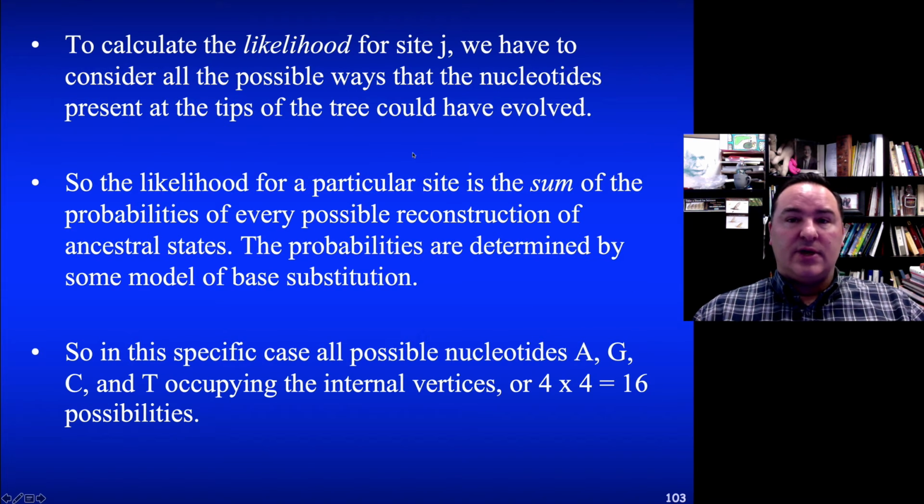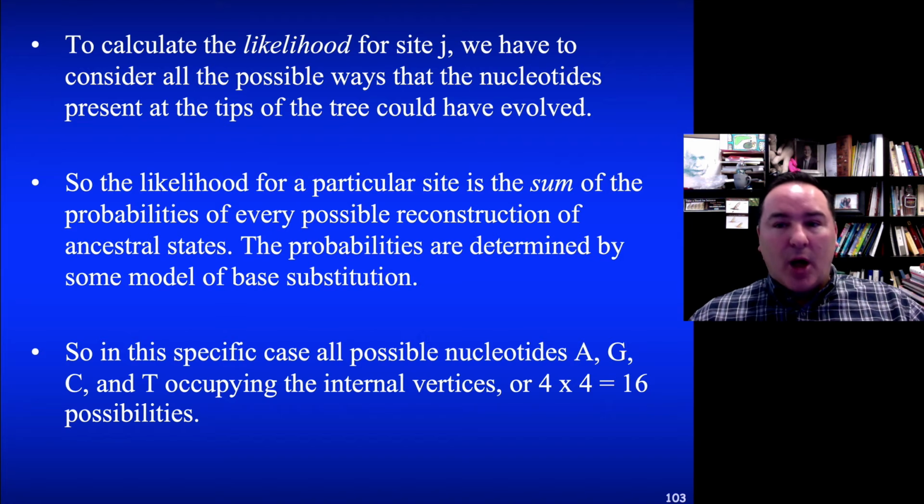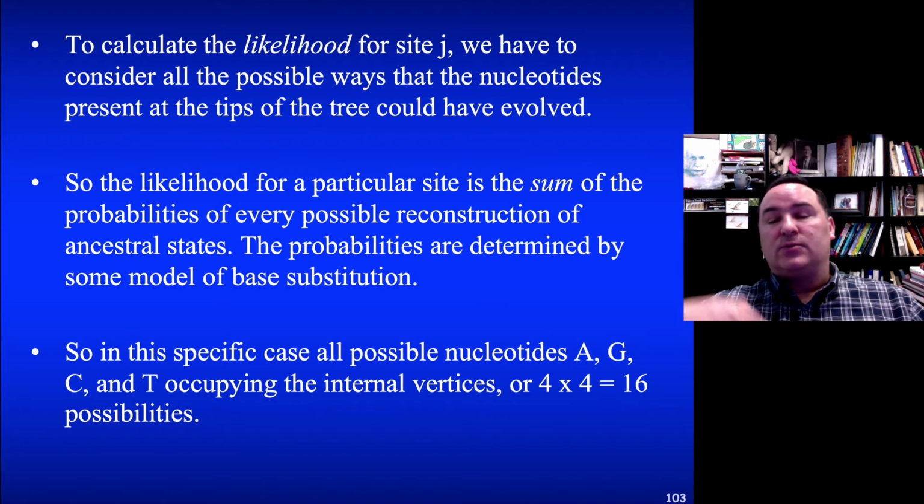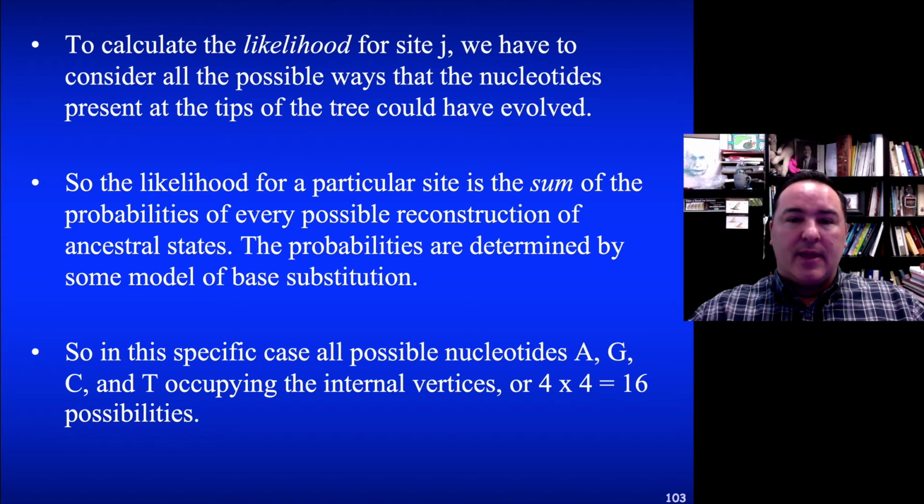Okay, so to do this, you calculate the likelihood for any site, and we have to consider all possible ways that nucleotides at the tips could have evolved. So that means that if there's a T present at the tip, it could have been an A that went to a G and then went to a T, or it went from an A to a C to a T, or an A straight to a T. You have to look at all of those different possibilities.